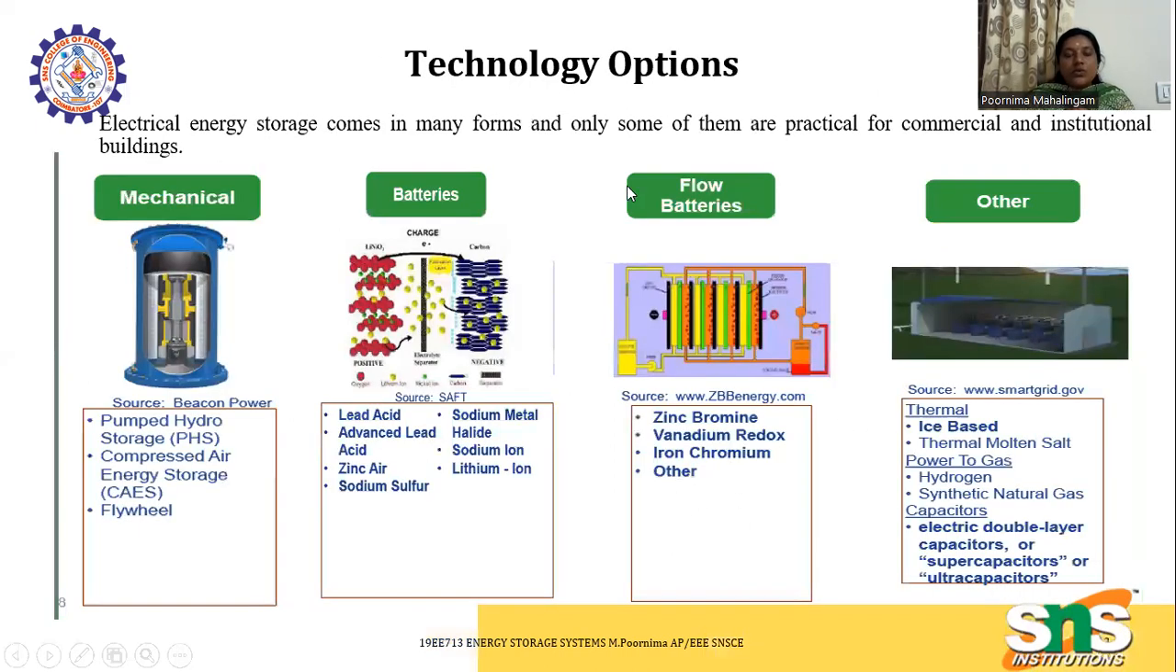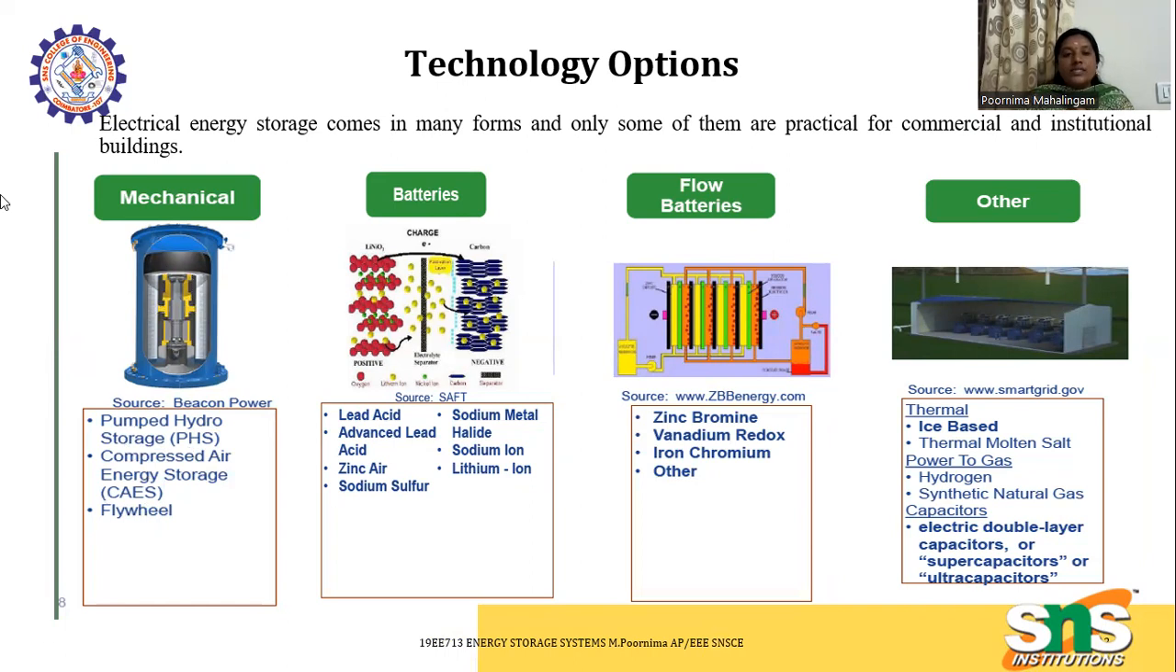Okay. Now, what are the technological options we have? We have so many. Energy storage comes in many forms, but only some are practical for commercial and industrial buildings, and we have four main parts. One is mechanical, where the energy is stored in mechanical form: pumped hydro storage systems, compressed air energy storage systems, and flywheel energy storage systems. This is how electrical energy is stored in the form of mechanical energy.